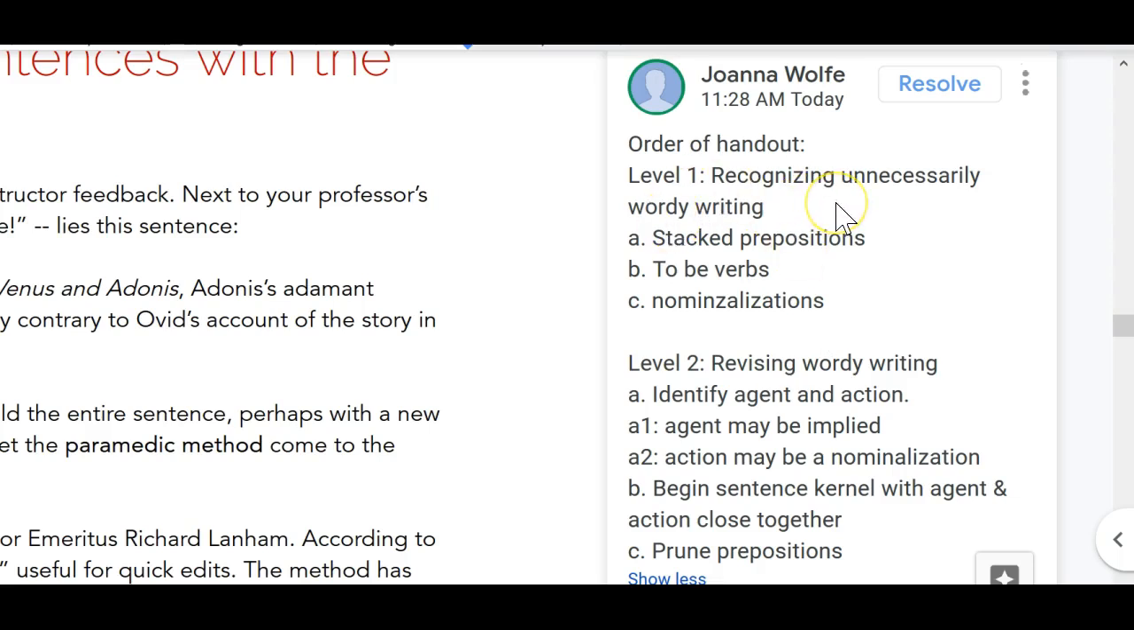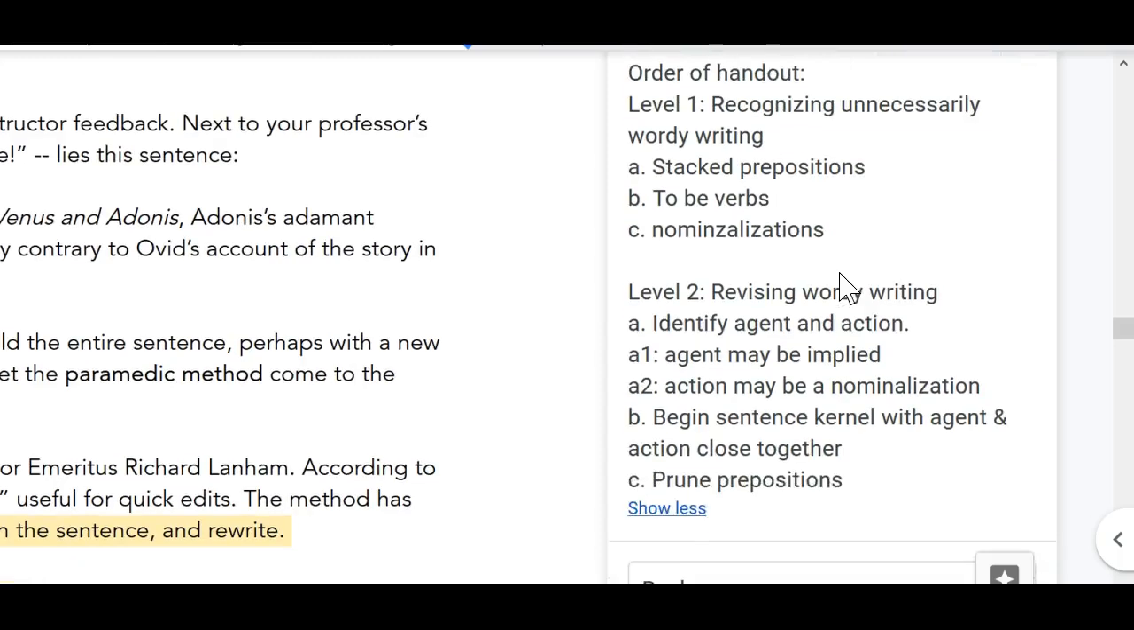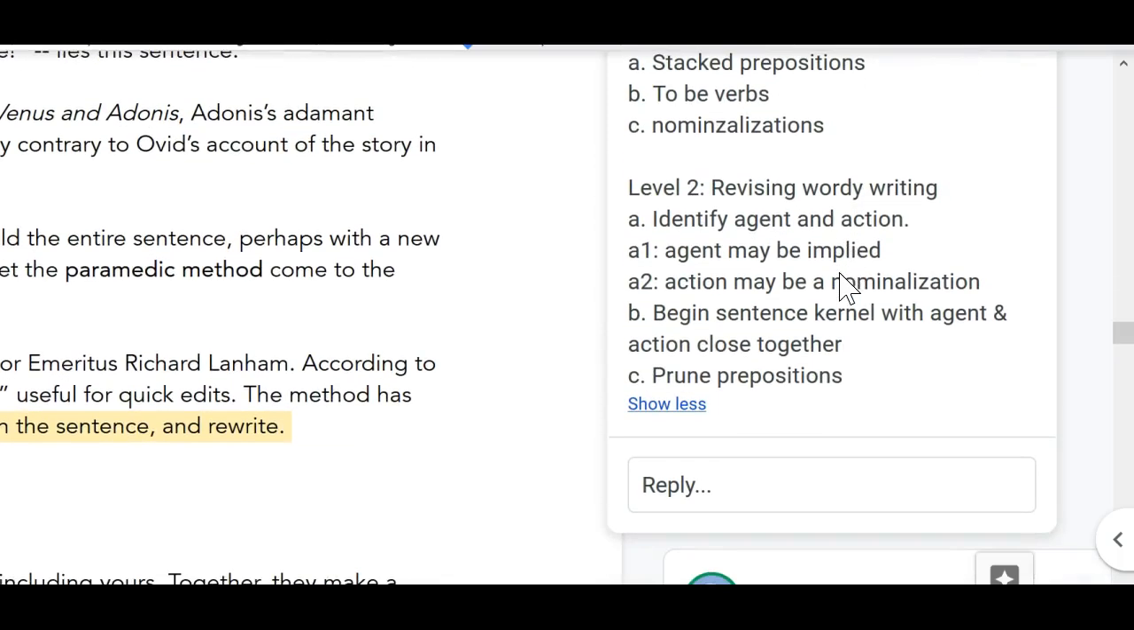So in level 1, first of all, recognizing it. If you notice a lot of some of these things, you probably need to revise. And part of the goal in revision should be to reduce, to get rid of these things. Then level 2 are the strategies for revising.